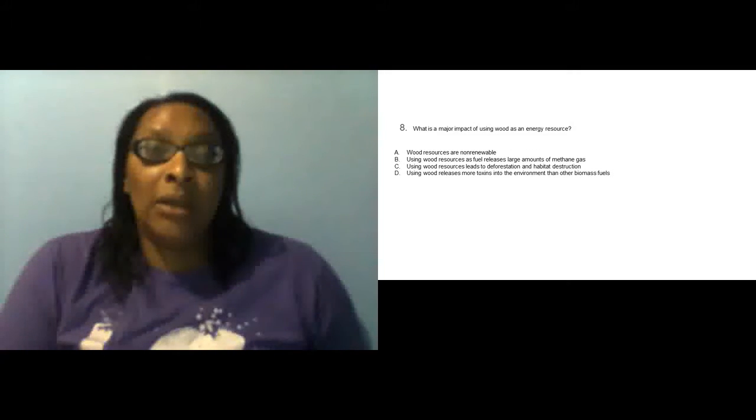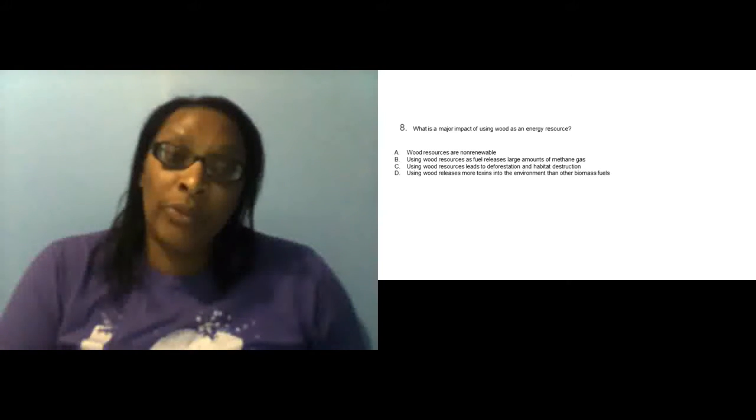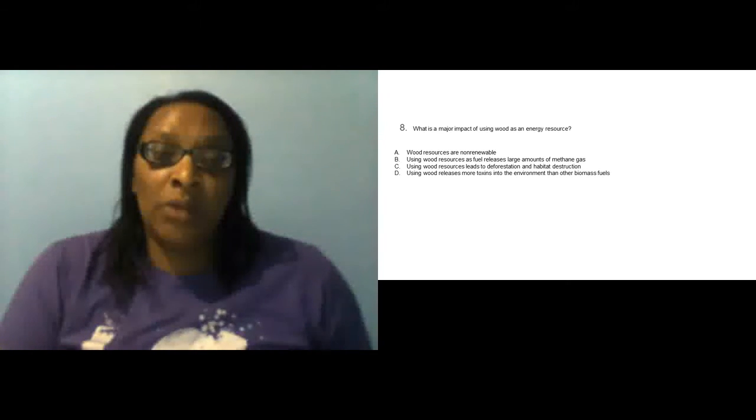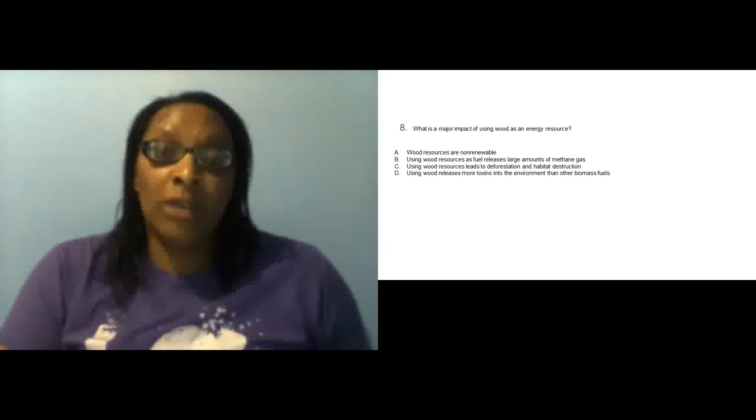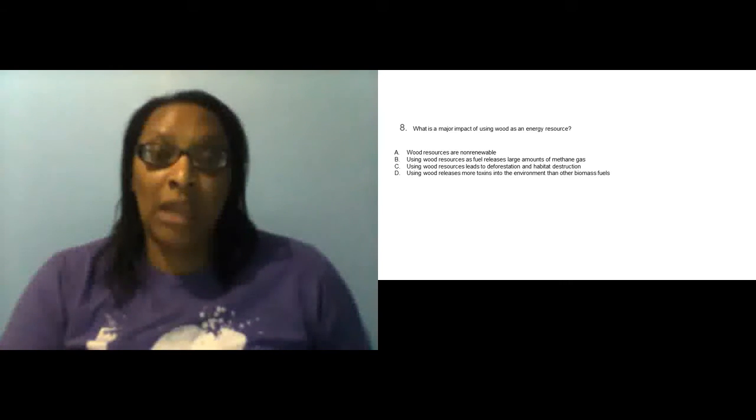All right, number 8. What is a major impact of using wood as an energy resource? A, wood resources are non-renewable. B, using wood resources as fuel releases large amounts of methane gas. C, using wood resources leads to deforestation and habitat destruction. Or D, using wood releases more toxins into the environment than other biomass fuels.